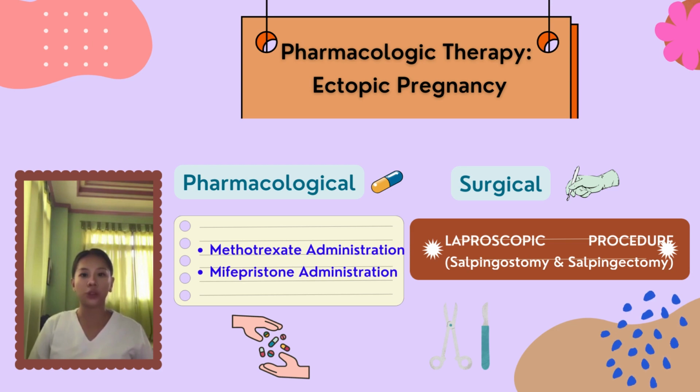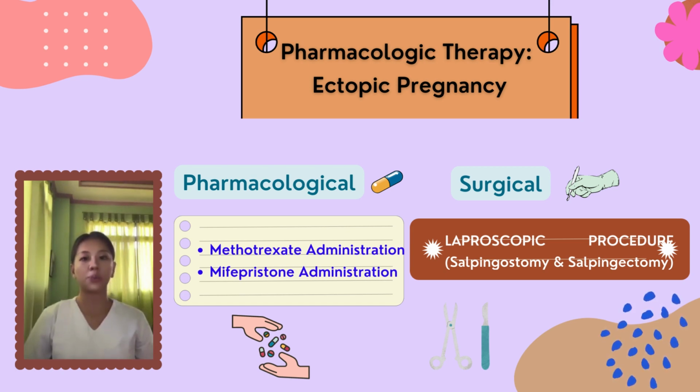Administration of methotrexate. It is a folic acid antagonist type of chemotherapeutic agent. It essentially works by inhibiting rapidly dividing cells, which makes sense given that the fertilized egg is made up of rapidly dividing cells. The ectopic pregnancy can be stopped by taking this medication.